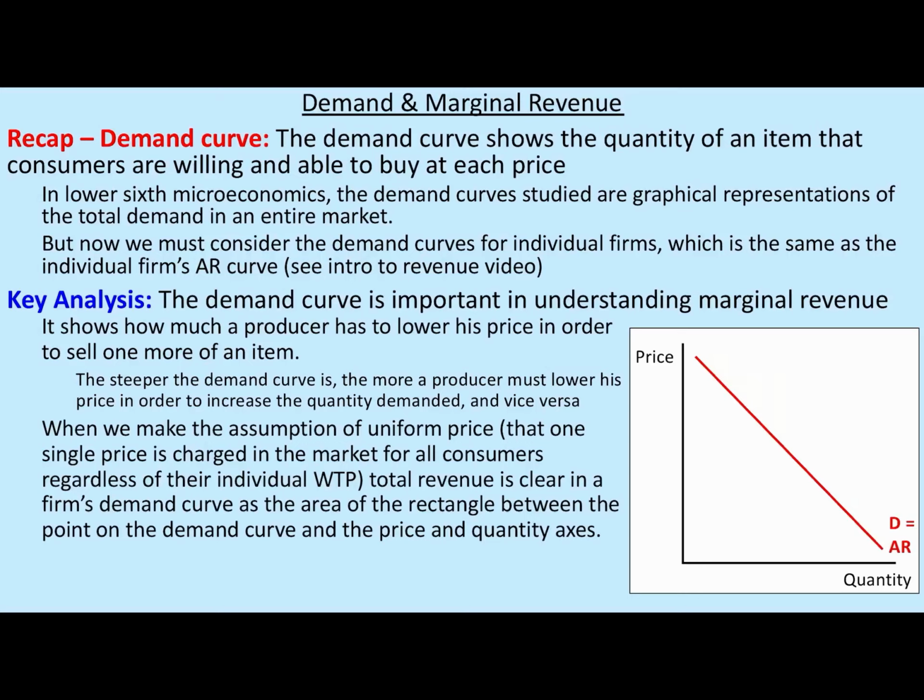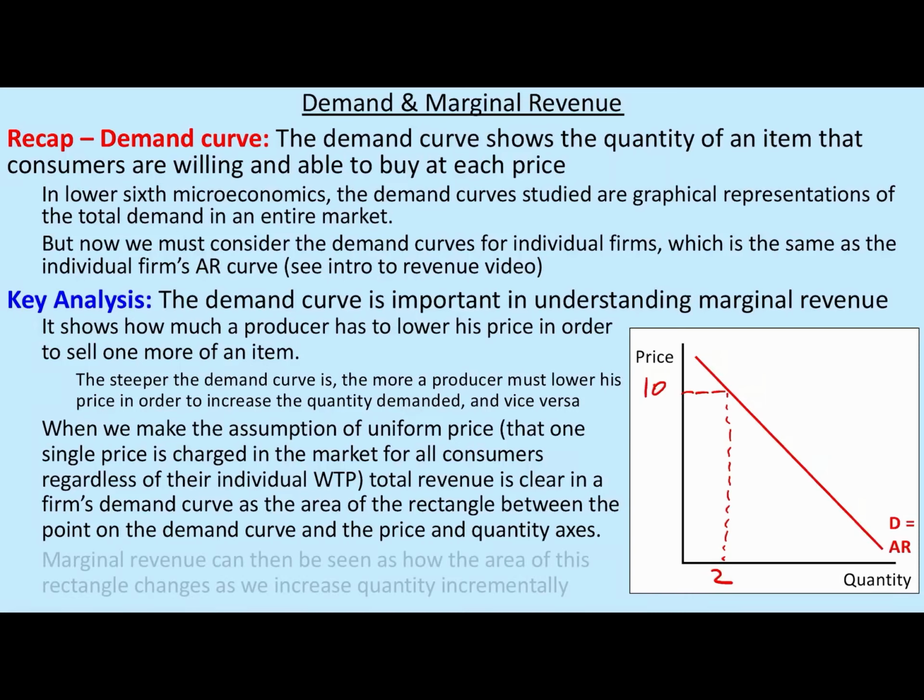When we make the assumption of uniform price, i.e. that one single price is charged in the market for all consumers regardless of their individual willingness to pay, WTP, total revenue is clear in a firm's demand curve as the area of the rectangle between the point of the demand curve and the price and quantity axis. So if we had a price here and a corresponding quantity here, say that price is £10 and that quantity is 2, the revenue is 10 times 2, £20.